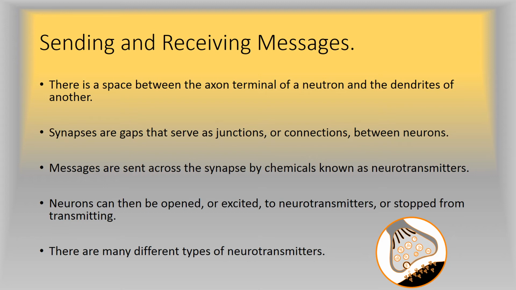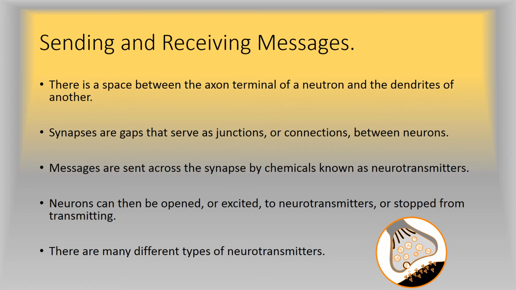So, sending and receiving messages. There's a space between the axon terminal of a neuron and the dendrites of another. These are called synapses, or synapse, and these are gaps that serve as junctions or connections between neurons. And I put a picture down there that shows what one end would look like, sending to another neuron. Now, messages that are sent across a synapse by chemicals are known as neurotransmitters. And neurons can be opened or excited to transmit, or they can be stopped from transmitting. So they're sending messages to tell the other neuron what to do.